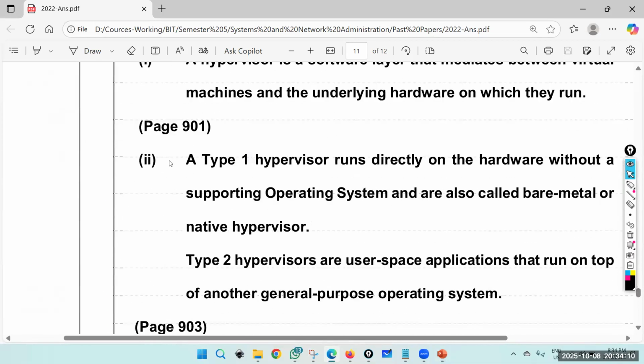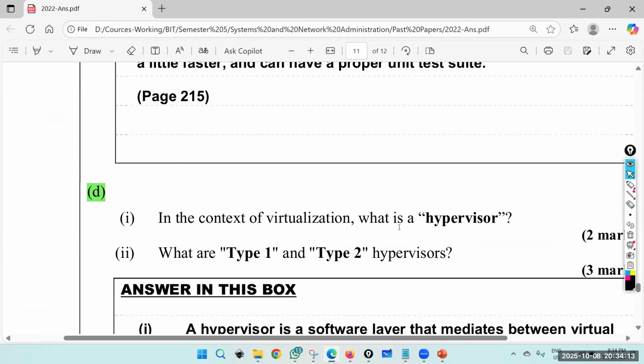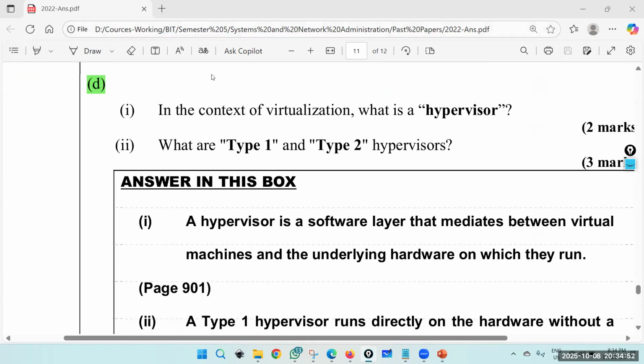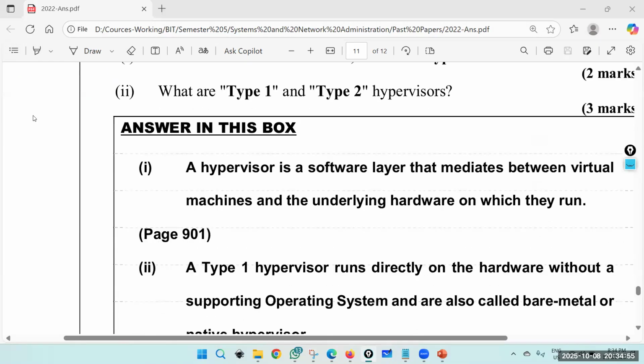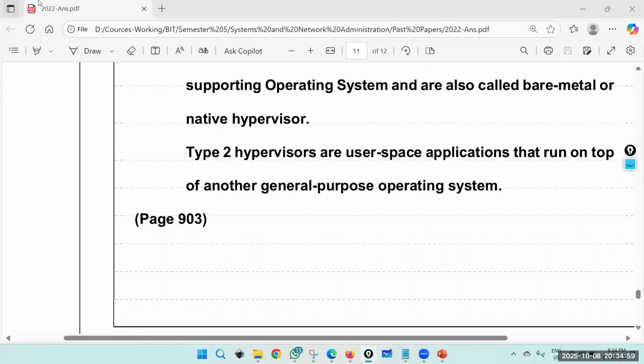D part. In the context of virtualization, what is a hypervisor? So a hypervisor is software, sometimes a software, hardware, firmware combination, that facilitates virtualization, or facilitates creating virtual machines or virtual containers. So likewise, you need to explain it. Then, of course, type 1 versus type 2. Type 1 is bare metal, type 2 is hosted. So you need to explain, maybe you can draw a diagram for each. A hypervisor is a software layer that mediates between virtual machines and the underlying hardware. Explain type 1 and type 2 separately, okay.